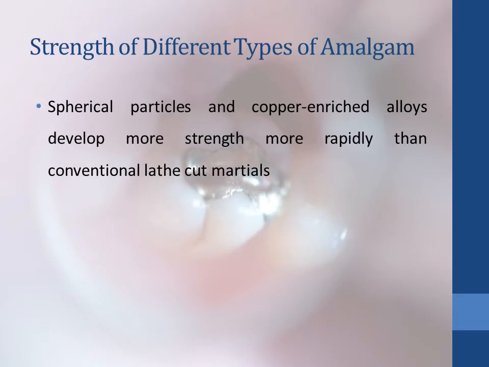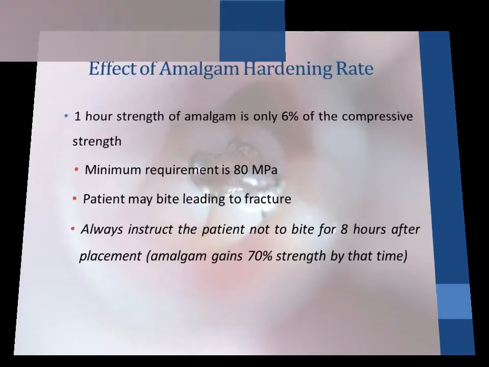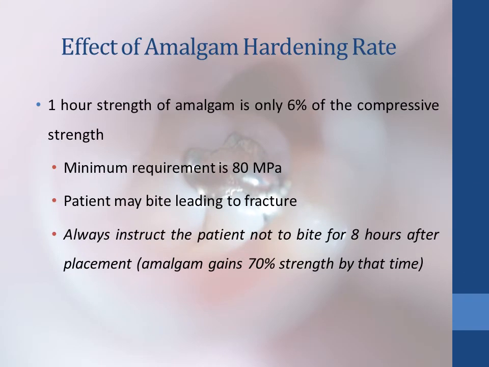Spherical particles in copper-enriched alloys develop more strength rapidly than the conventional lathe-cut materials. Effect of amalgam hardening rate.